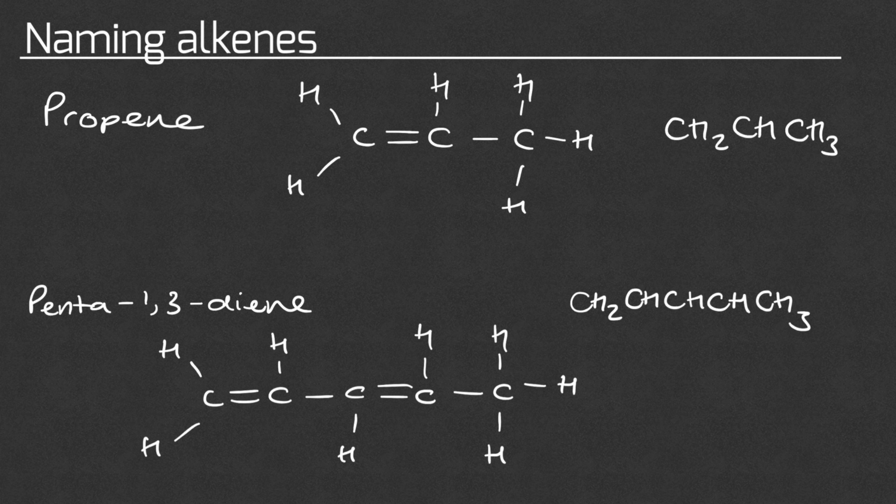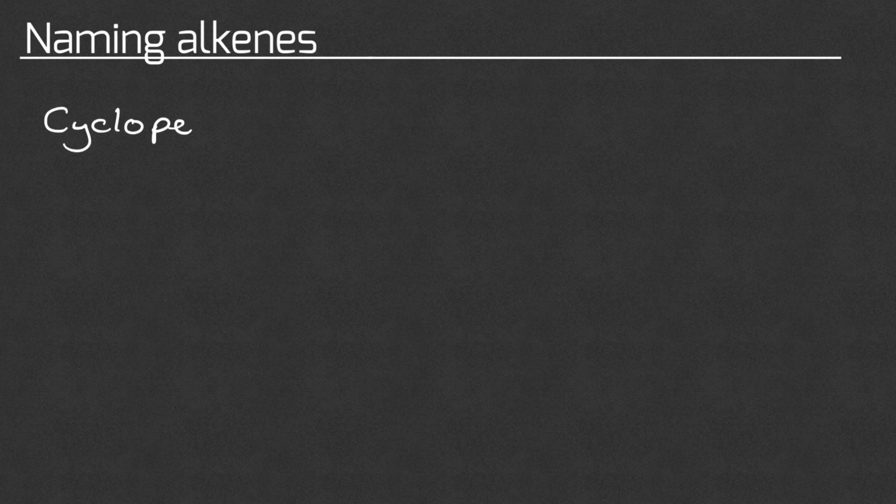And this is what the structural formula for penta-1,3-diene would look like. Again, just writing the formula carbon by carbon. You can also have cycloalkenes, just like you can have cycloalkanes. So in this case, cyclopentene. This would be the skeletal formula for cyclopentene. So pent means there are 5, therefore we've got a 5-membered ring, and a ring because it is cyclo, it is a cyclic molecule.